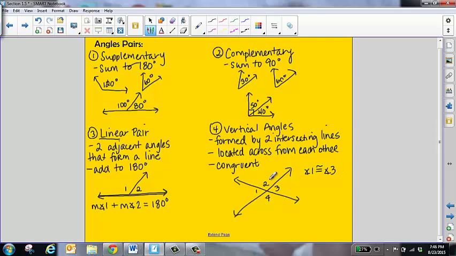Now angle 2 is across from angle 4, which means that 2 and 4 are vertical angles. So angle 2 is going to be congruent to angle 4. So those are the four different types of angle pairs that we're going to focus on for this unit, but as I said, we're going to be referring back to these from here on out.